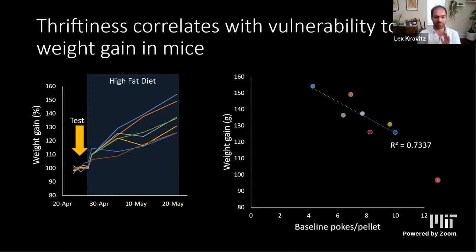But there may be, as we bring in 2 or 3 or 4 dimensions of their behavior towards food, we may be able to get a very good idea of which animal is vulnerable to becoming obese or not, which gets back to our original question.